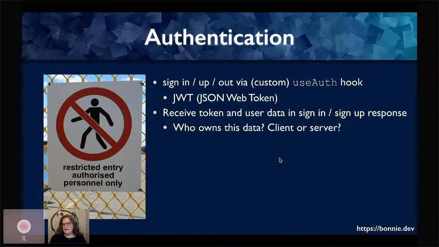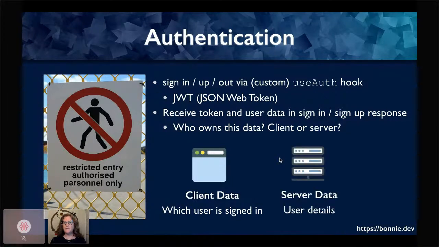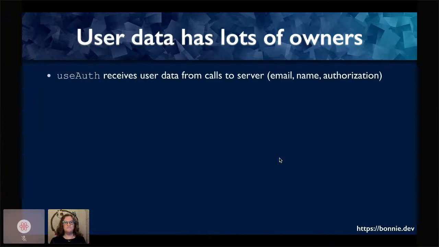So who owns this data? Is this client state or is this server state? And the answer is it's a little bit of both, which is why this topic is so complicated. The client state is which user is signed in. So the server doesn't know which user is signed in on every individual client. That's something for the client to keep track of. But the user data, the details for the user, that is server state. That's not something that the client is responsible for. So those are two owners of parts of user data.